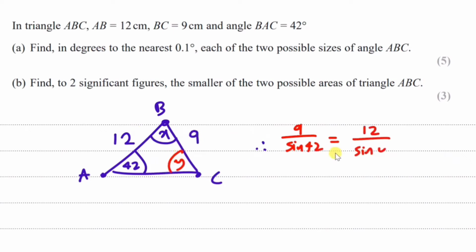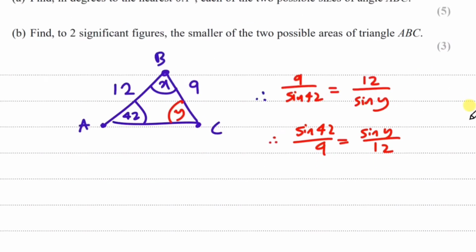Okay, cool. So now all we have to do is rearrange to make sine y the subject. Another way you could do this is write it upside down. So we're going to have sine 42 over 9 equals sine y over 12. This is easier because that way we can just multiply 12 across to get sine y. So multiplying 12 across, we now have 12 times sine 42 over 9, and that equals sine y.